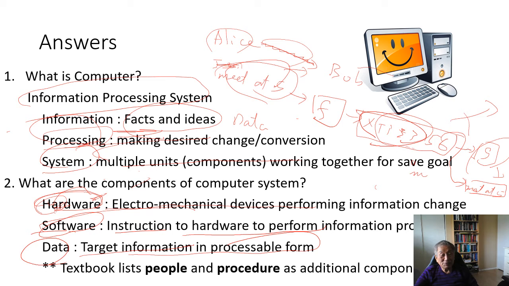Then the textbook also lists them. Usually I used to say hardware, software, and the user. These days that has become a little bit fuzzy because software and hardware all contain human parts in there. So the people and the procedure, those things are still part of the computer components. Okay.